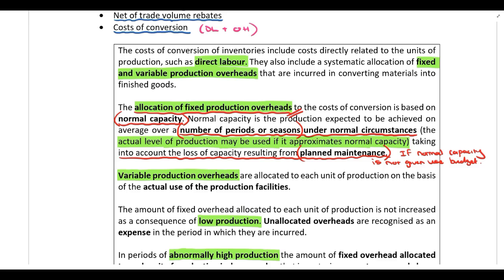So when we allocate our fixed production overheads to the cost of inventory, that must be based on normal capacity. Then in terms of IAS 2, they tell us if your actual level of production approximates normal capacity, then you can use the actual level of production. So in other words, if your actual is very close to normal capacity, then you can use the actual. And then I also told you, if you are not given normal capacity in a question, you can then use the budgeted information. So let's look at how we need to perform this calculation in our example.